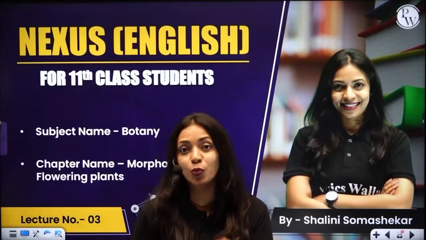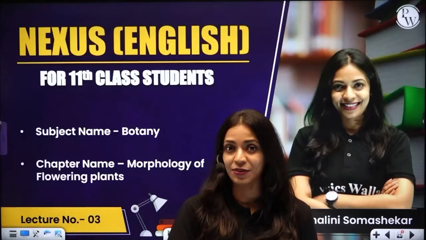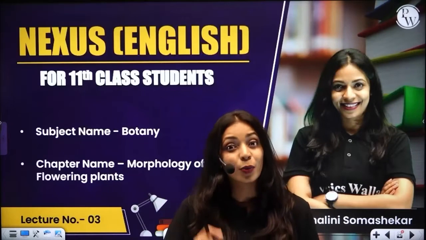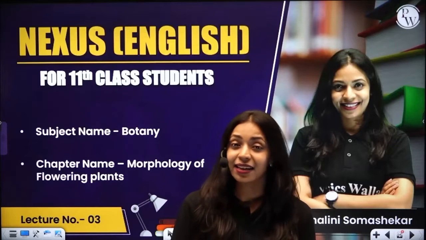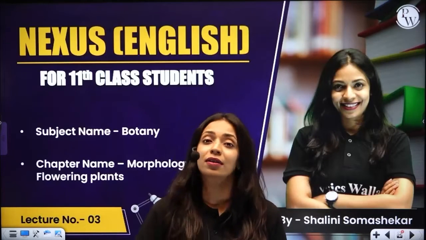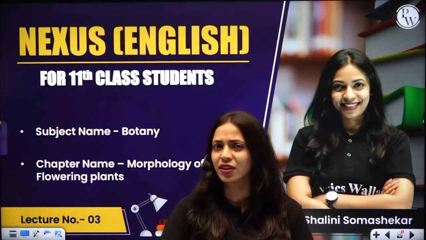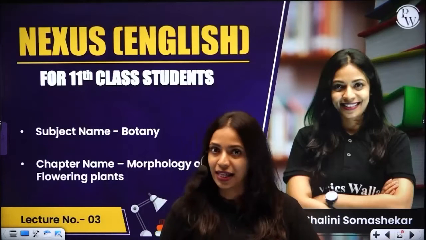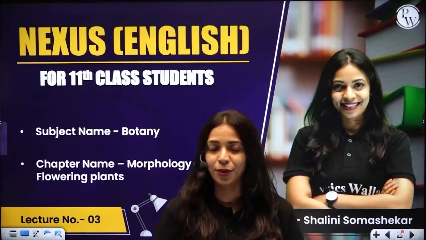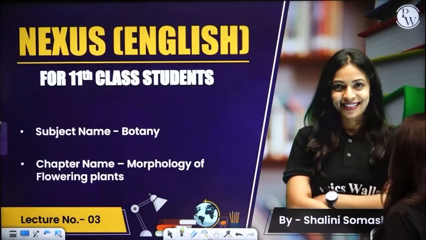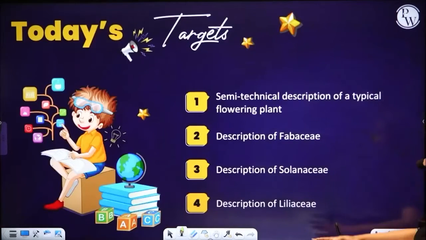In the first session, we learned about the roots, stem and leaves, basically the vegetative parts. We learned about its morphology as well as the modifications. In the second lecture of this chapter, we covered inflorescence, flower, its parts, fruit and seed. And today's session is going to be the last lecture of this chapter. In today's session, we are going to be dealing with the following things.